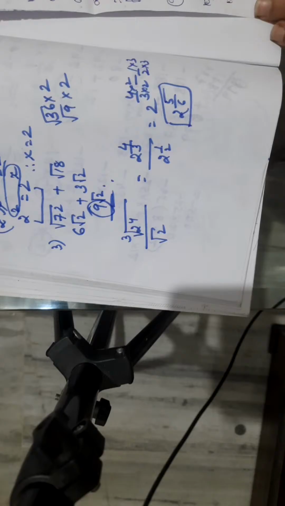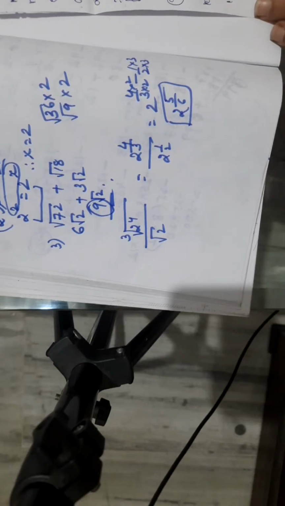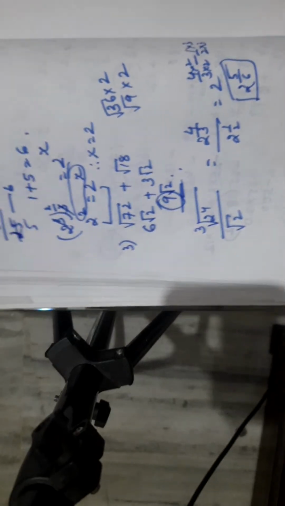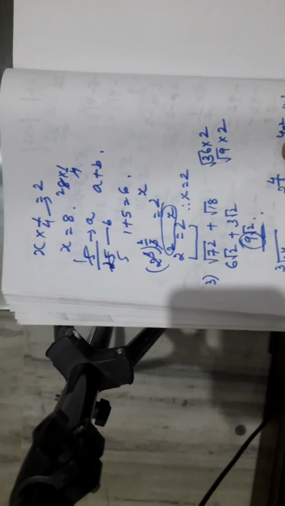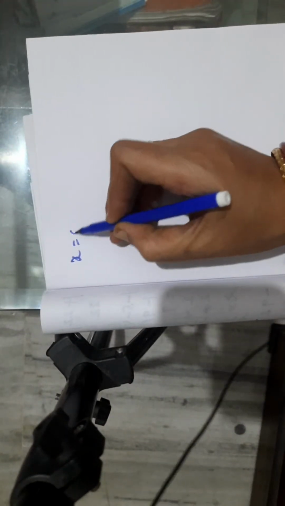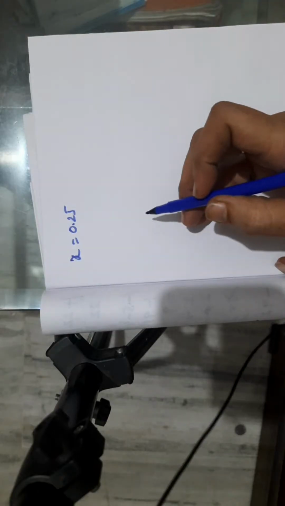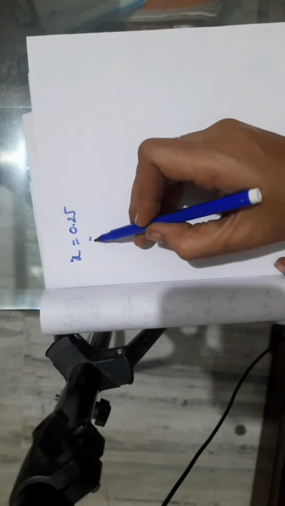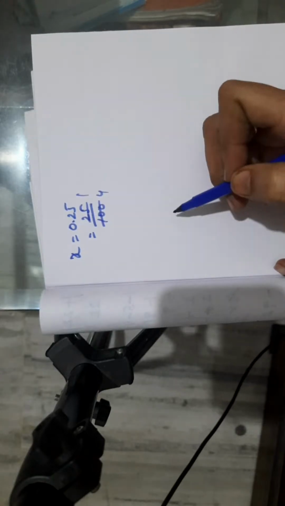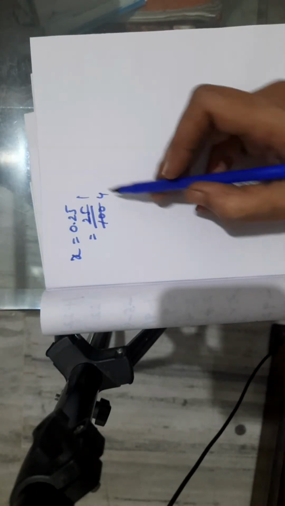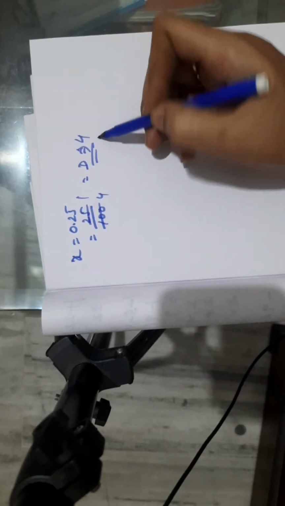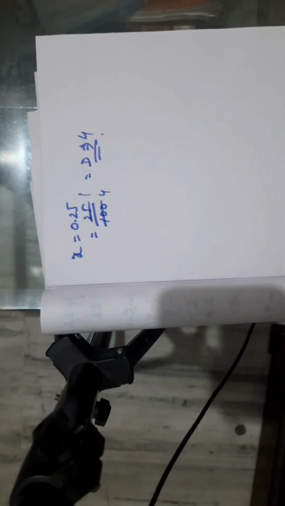Next question. X is 0.25, then find the denominator of its fraction. So here we can change it to 25 upon 100. So x is 1 by 4, so the denominator is 4. That's the answer. Now next question.